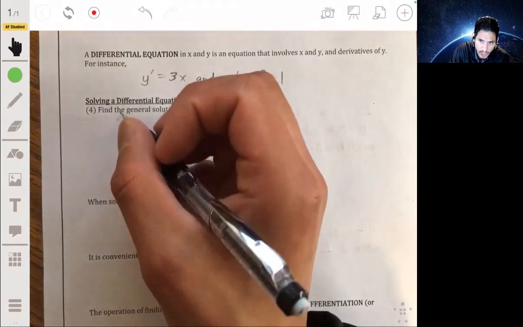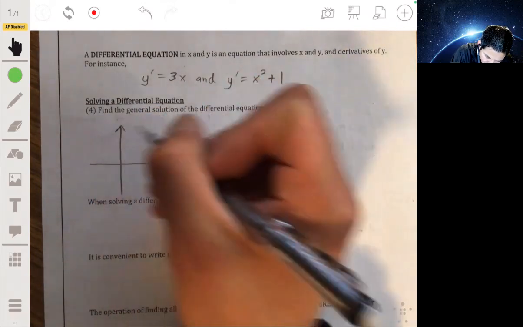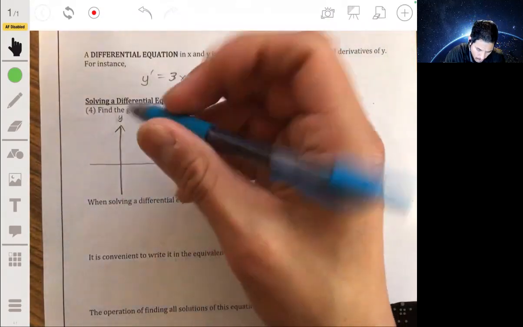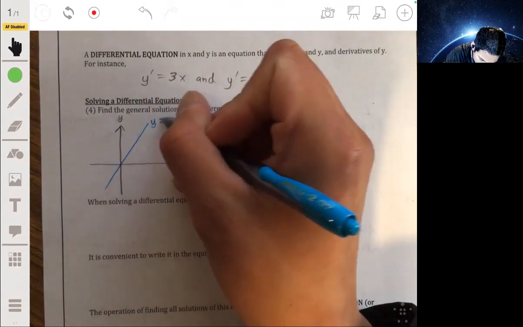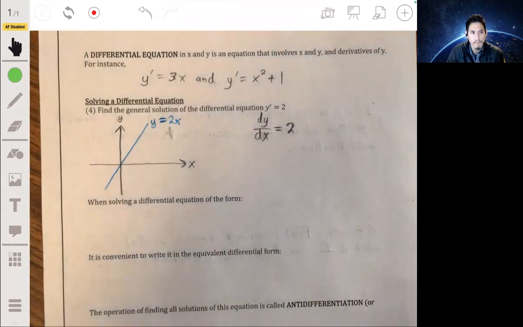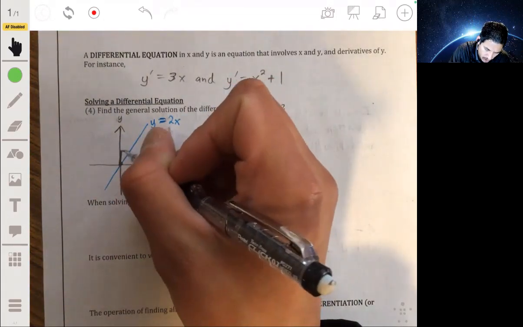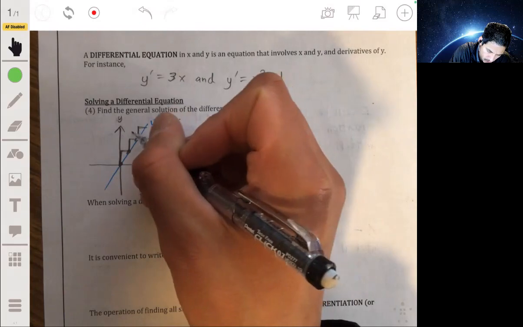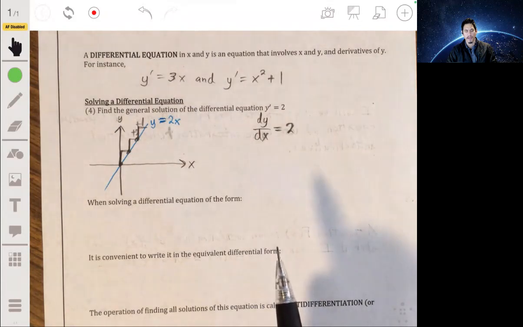It never changes. Now, initially, a common response is to think this is a horizontal line. But no, it's going to be a linear function. It'll be the linear function that has a slope of 2. So the most common one, y equals 2x, because all along the line y equals 2x, the slope is 2. Remember, we're going up 2 over 1, up 2 over 1, up 2 over 1. So don't forget about what this derivative means conceptually.